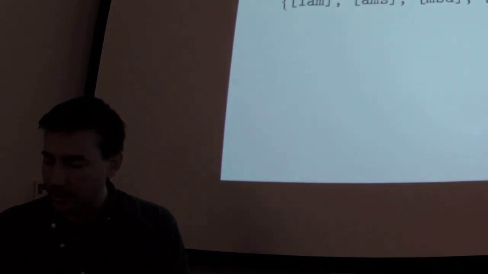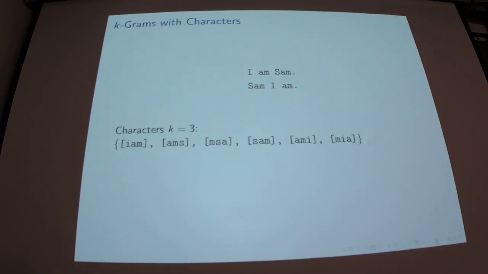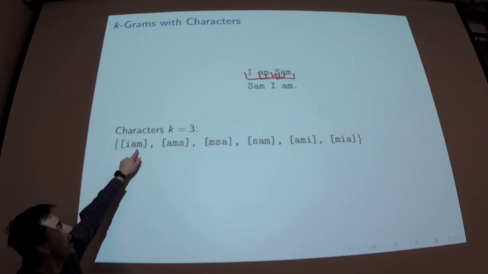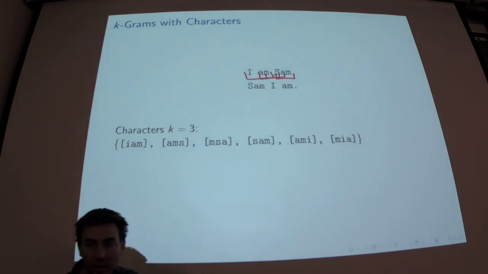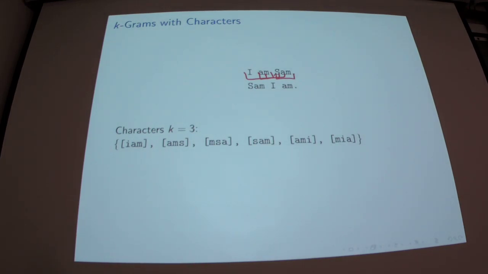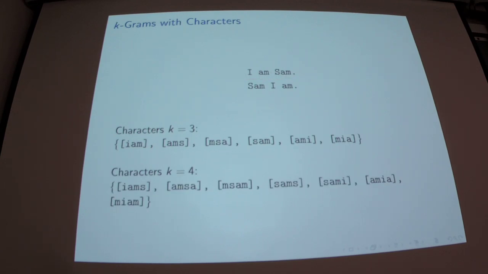Okay. I want to mention that you can also do k-grams with characters instead, and this is roughly as popular as doing it just with words. So now I'm going to treat 3 consecutive characters here. So I'm going to get IAM, AMS, MSA, SAM, and so forth. I'm only looking at just the character sets instead of the actual words.